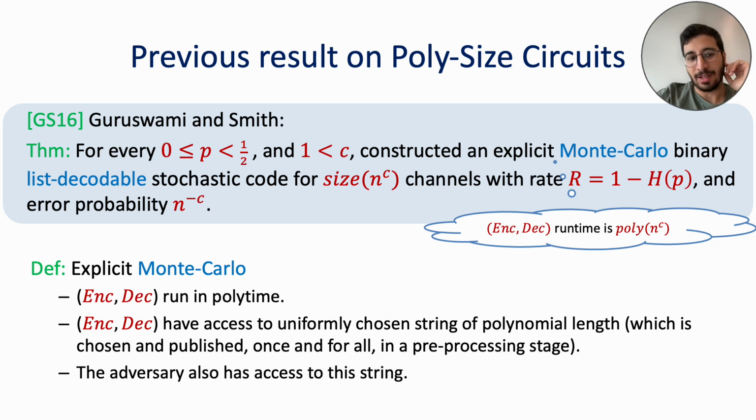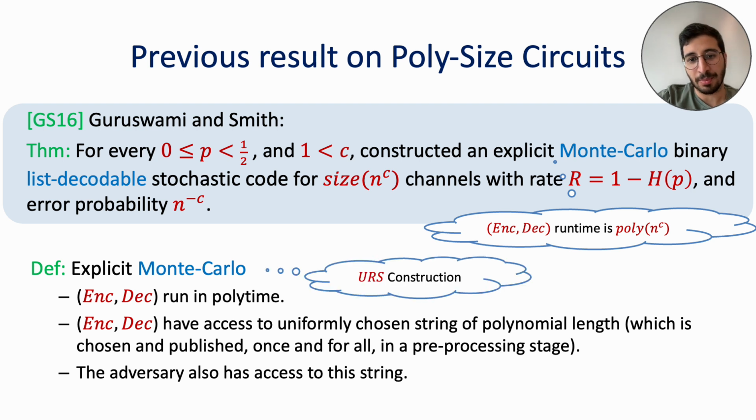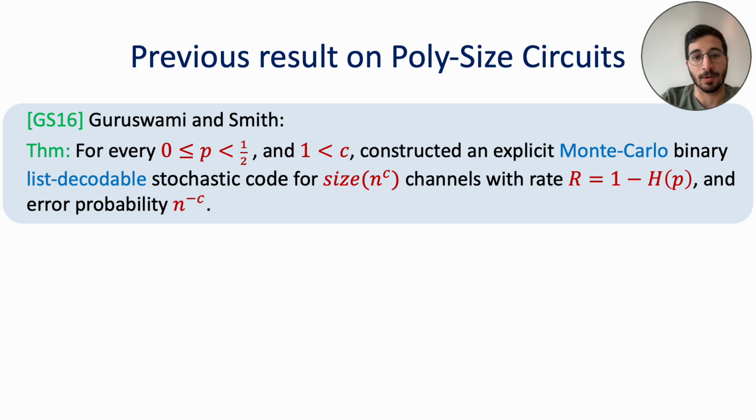Good. So even with this relaxation, it's really non-trivial to get explicit constructions that achieve these parameters, and this was the famous result of Guruswami and Smith. And for people in the audience that are cryptographic, think of this as being a CRS or a URS construction. Okay, so let's recap what we know about the capacity, or possible capacity, for size n circuits.